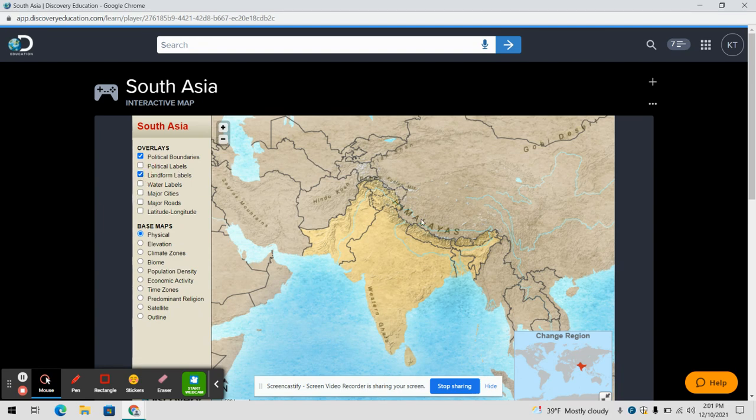We can see the Himalayan mountains going across the top here. I'm running my mouse along two of the main rivers, the Ganges and the Indus. And of course, just like in Egypt and just like in Mesopotamia with the Tigris and Euphrates rivers, this is where the ancient civilizations formed, along the rivers, because that's where they were going to get their water source for growing crops. They were going to use the rivers for transportation.